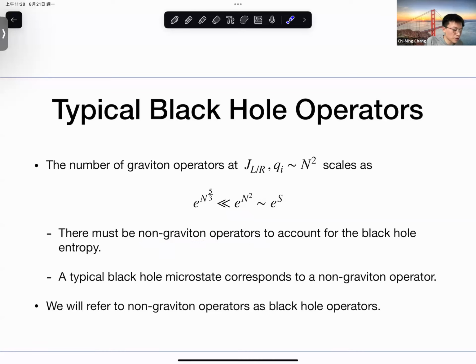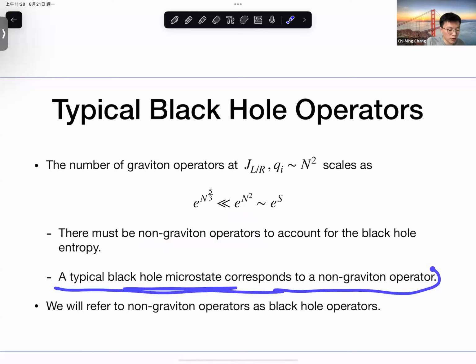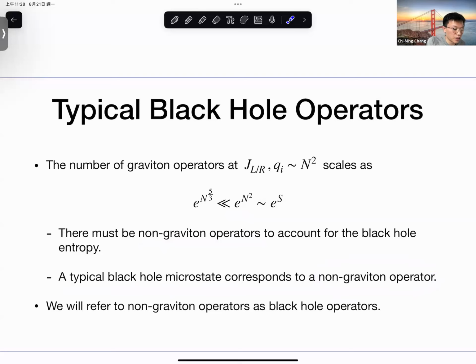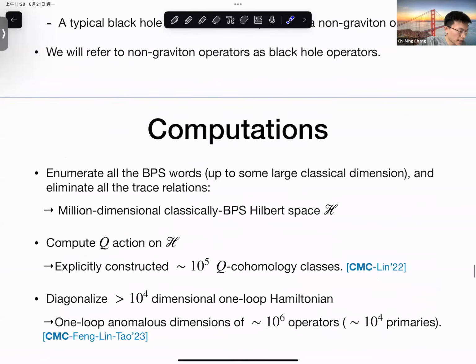In other words, a typical microstate should correspond to non-graviton, because e to the N squared is much larger than e to the N to the 5/3. So typical black hole microstates are non-graviton. And because of this, we will refer to non-graviton operators as black hole operators.